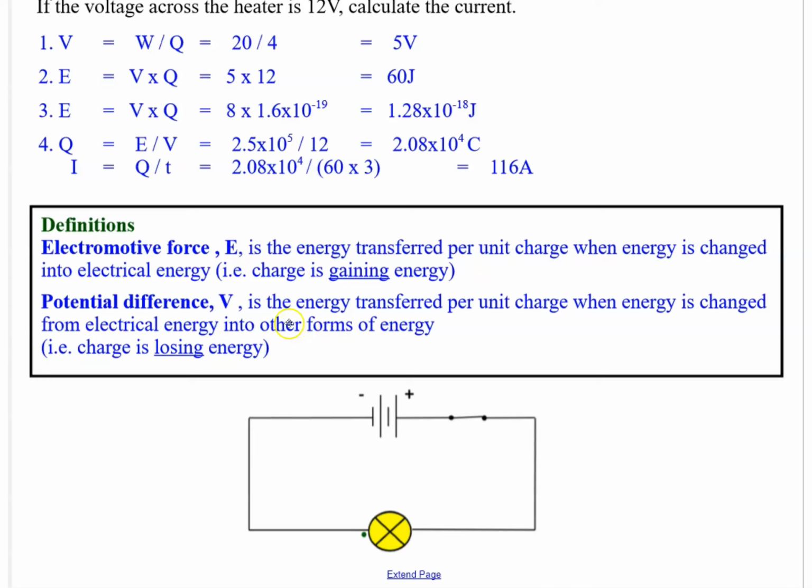Potential difference is basically the same. It's the energy transferred per unit charge. So it's the same thing. V is equal to W over Q. But now the energy is changing from electrical into other forms. For example, in the bulb, we've got electrical energy, and now that is being converted into, for a light bulb, heat and light. So you could say the charge is losing energy. Very, very similar ideas, energy per unit charge, but we need to make the distinction between these two terms.